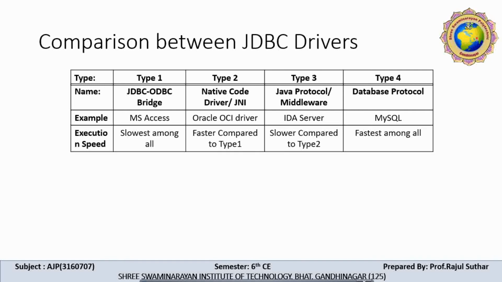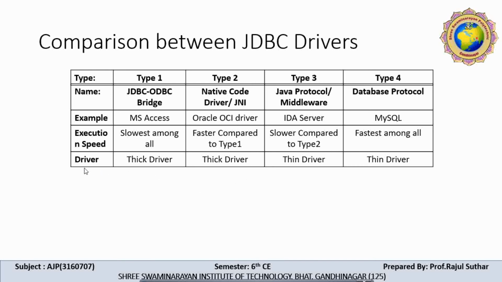In this session, let me discuss some more examples. The execution speed. So this is the comparison between type 1, type 2, type 3 and type 4. This next portion is execution speed. So type 1 driver is the slowest compared to all the other 3 drivers. Type 2 driver is faster compared to type 1 driver. Type 3 is slower compared to type 2, and type 4 is the fastest. We can say that type 4 driver is faster than all other drivers.